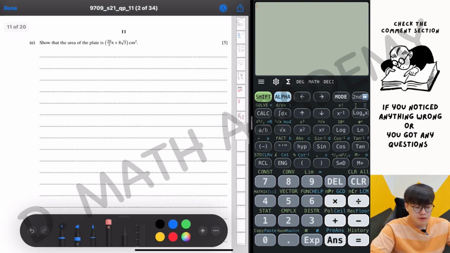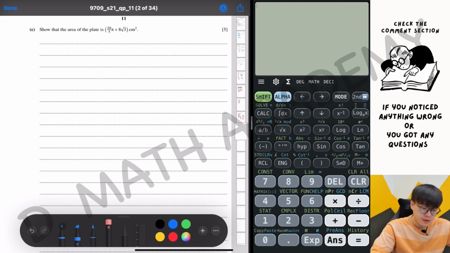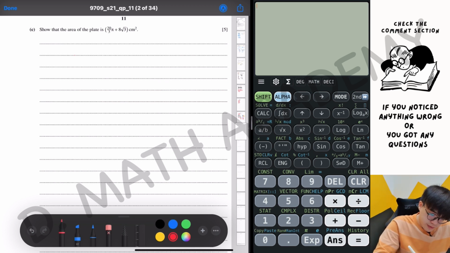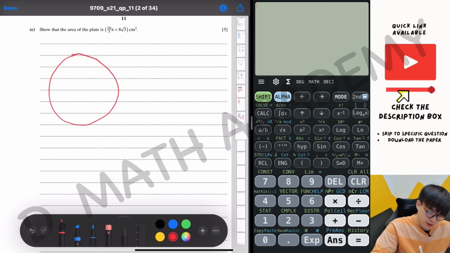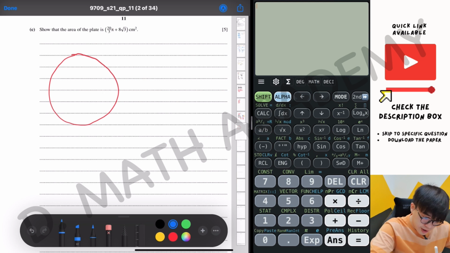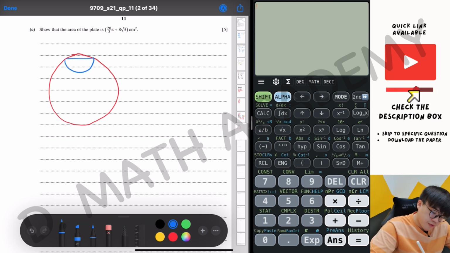So moving on to part C here. I just analyzed the shape again. If I were to redraw this entire thing, it will look something like this. So there's a full circle, and they mentioned that there are 2 semicircles that they removed from the shape.